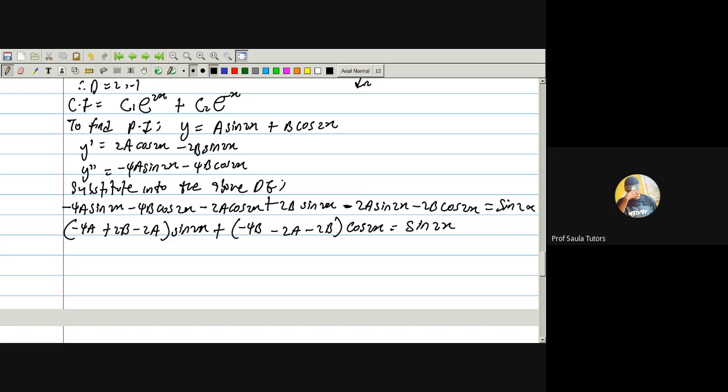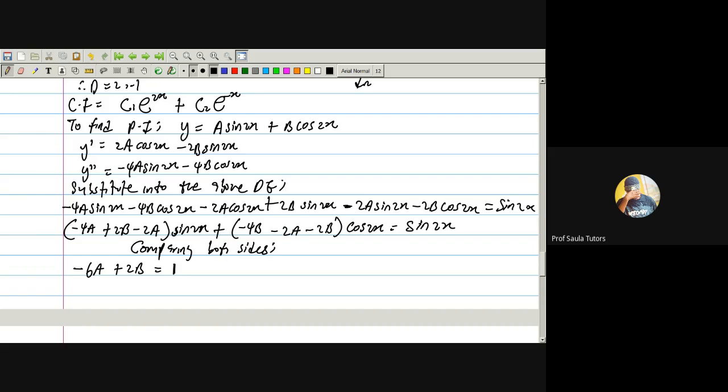So minus 4a for sine, plus 2b, then minus 2a, correct? For cosine, what do you have? Minus 4b, minus 2a, cosine 2b, exactly. Now, comparing both sides, what do you have? Minus 6a plus 2b equal to what, the coefficient of sine x? 1. Yes, exactly. So equal to 1.